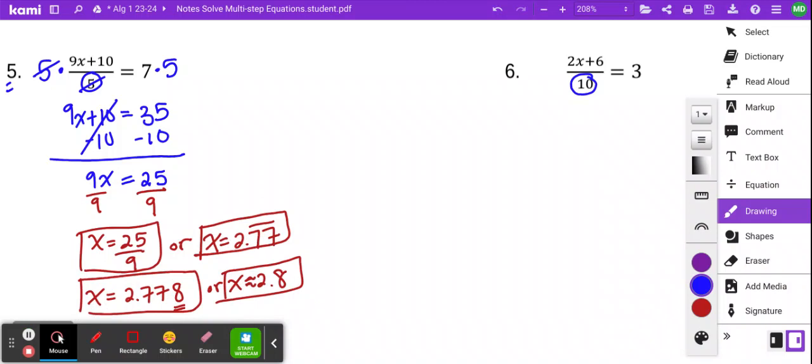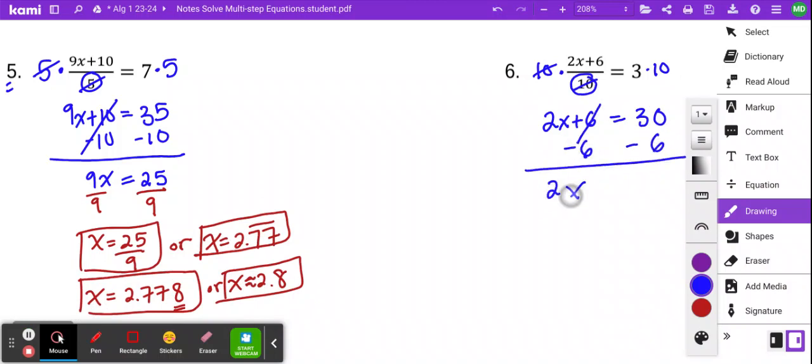Number 6 is very similar. We're going to multiply both sides by our denominator to get rid of that fraction. 2x plus 6 is equal to our 30. We have our two-step equation. 30 minus 6 leaves us with our 24, and we get x all by itself. 24 divided by 2 gives us our 12.